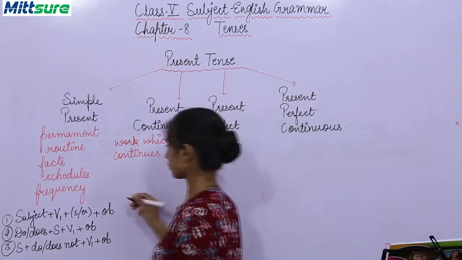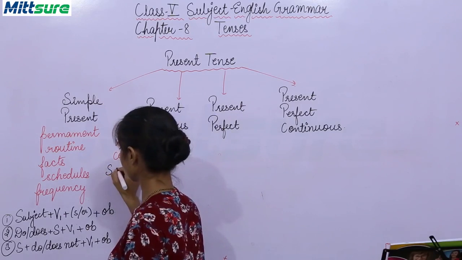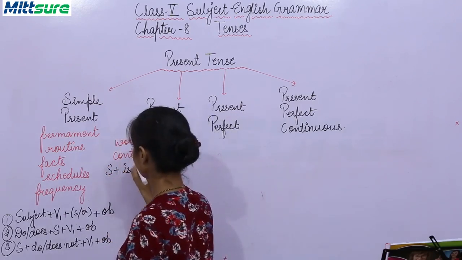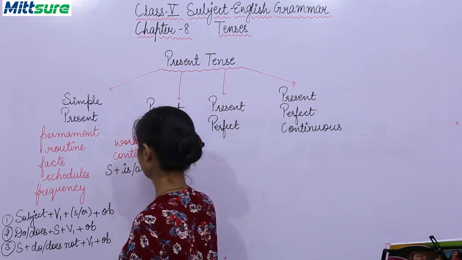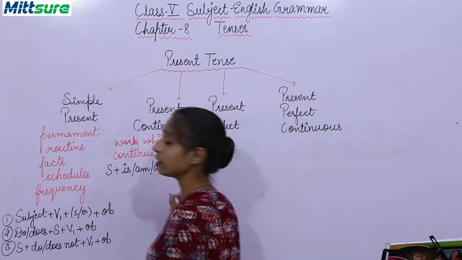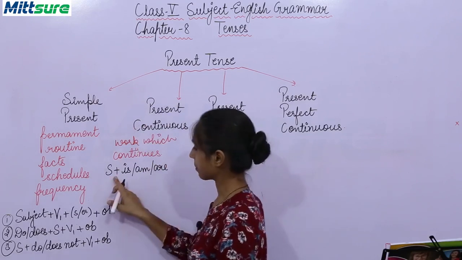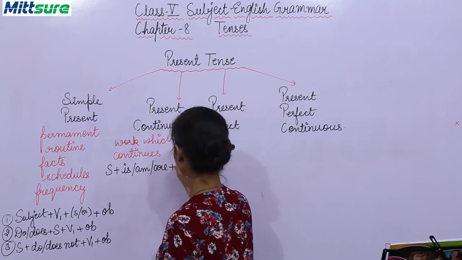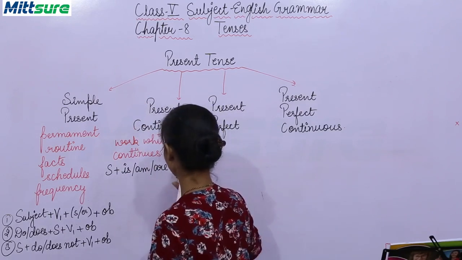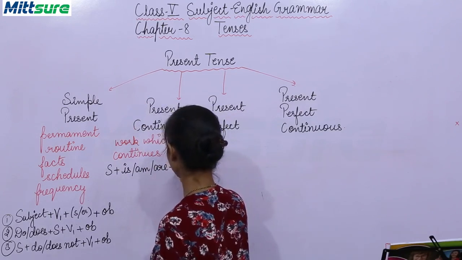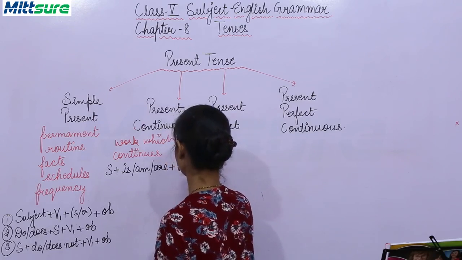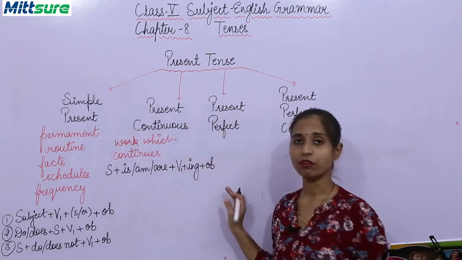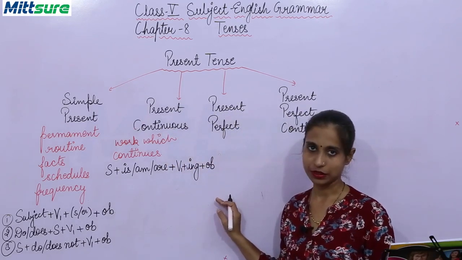Now let us see the formula for present continuous tense. Very easy. Subject plus is, am, are. I told you helping verbs, is, am, are for present tense, right? Subject plus is, am, are plus verb first form plus ing plus object. This is the formula for present continuous tense.